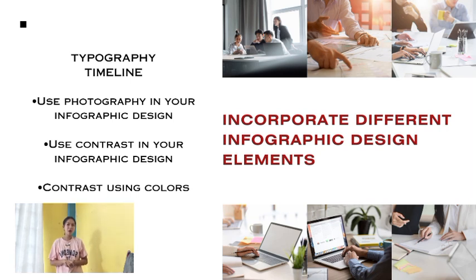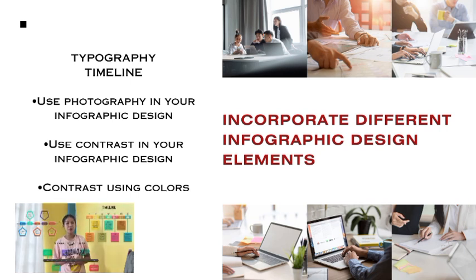Typography is the art of arranging letters and text in a way that makes the copy legible, clear, and visually appealing to the reader. The next is timeline. A timeline is a visual representation of a chronological sequence of events along a drawn line that helps a viewer understand time relationships.